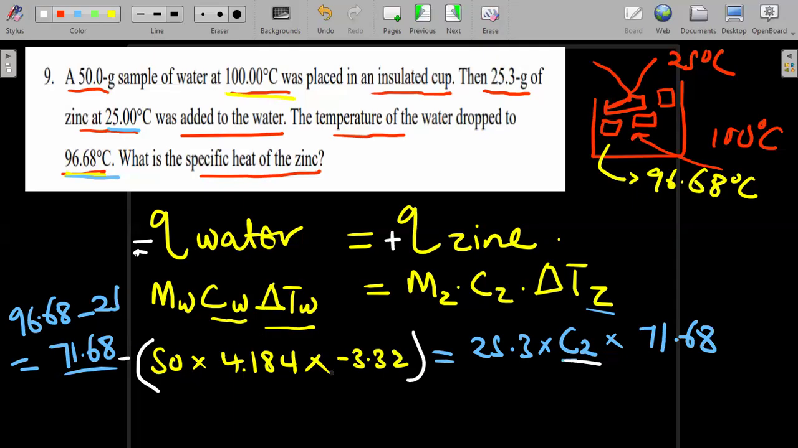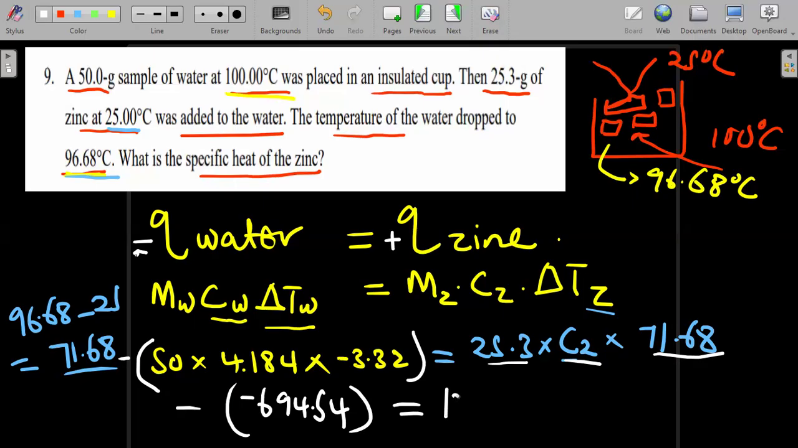So when I multiply whatever I have on the right here, what am I going to have? When I multiply all this, I'm going to have minus 694.54. Remember I have a negative outside, is equal to, and then here, if I multiply 25.3 multiplied by 71.68, what am I going to get? I'm getting 1813.50. Okay, and then multiplied by C2.